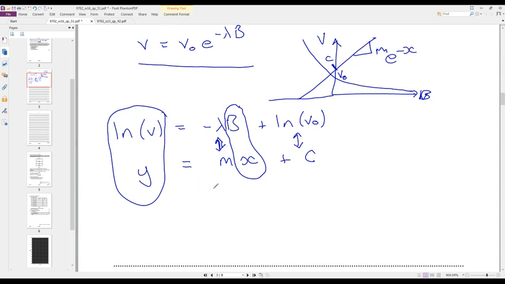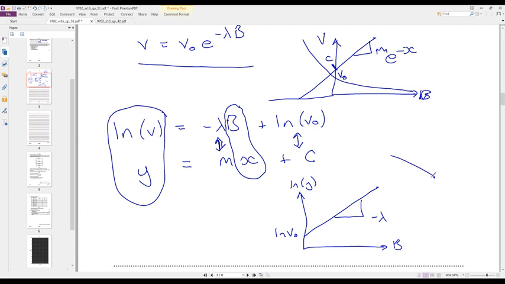And so what you will end up doing here is plotting a graph of ln of v against b. And that will give you a straight line with y-intercept ln of v0, and gradient minus lambda. So the line would actually look like that because it's a negative gradient, but you get what I'm saying.